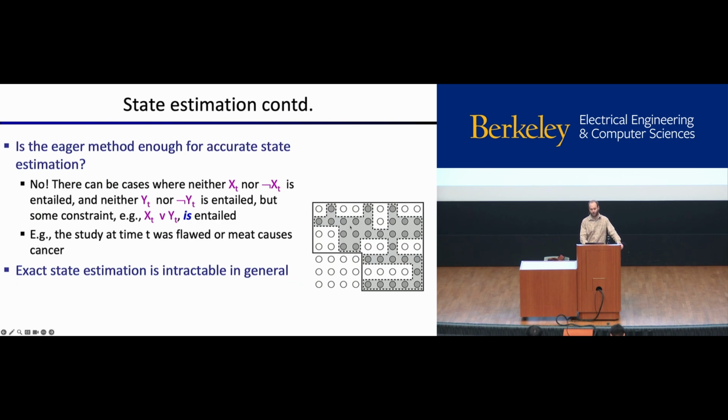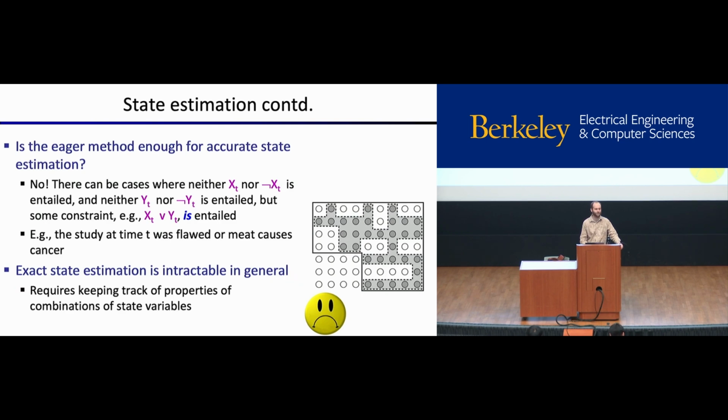So here's a picture where these are the actual states that could obtain, but you're dividing up the world into variables at a much higher level, and you can't necessarily say the exact contours concisely. So it requires keeping track of properties of combinations of state variables, and that's too hard to do. But it can still help you a bit. So it's not as good as it could be, but it's still a good idea.